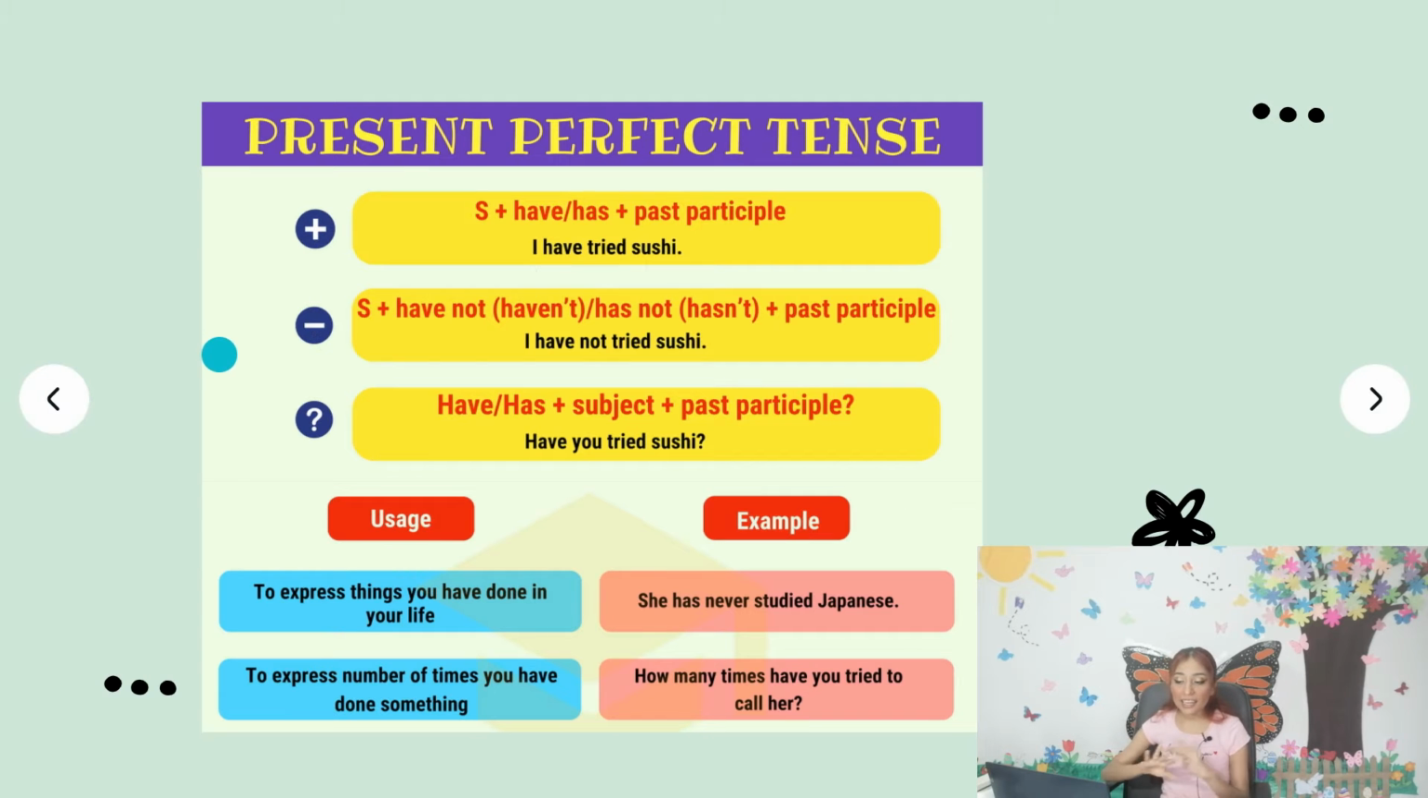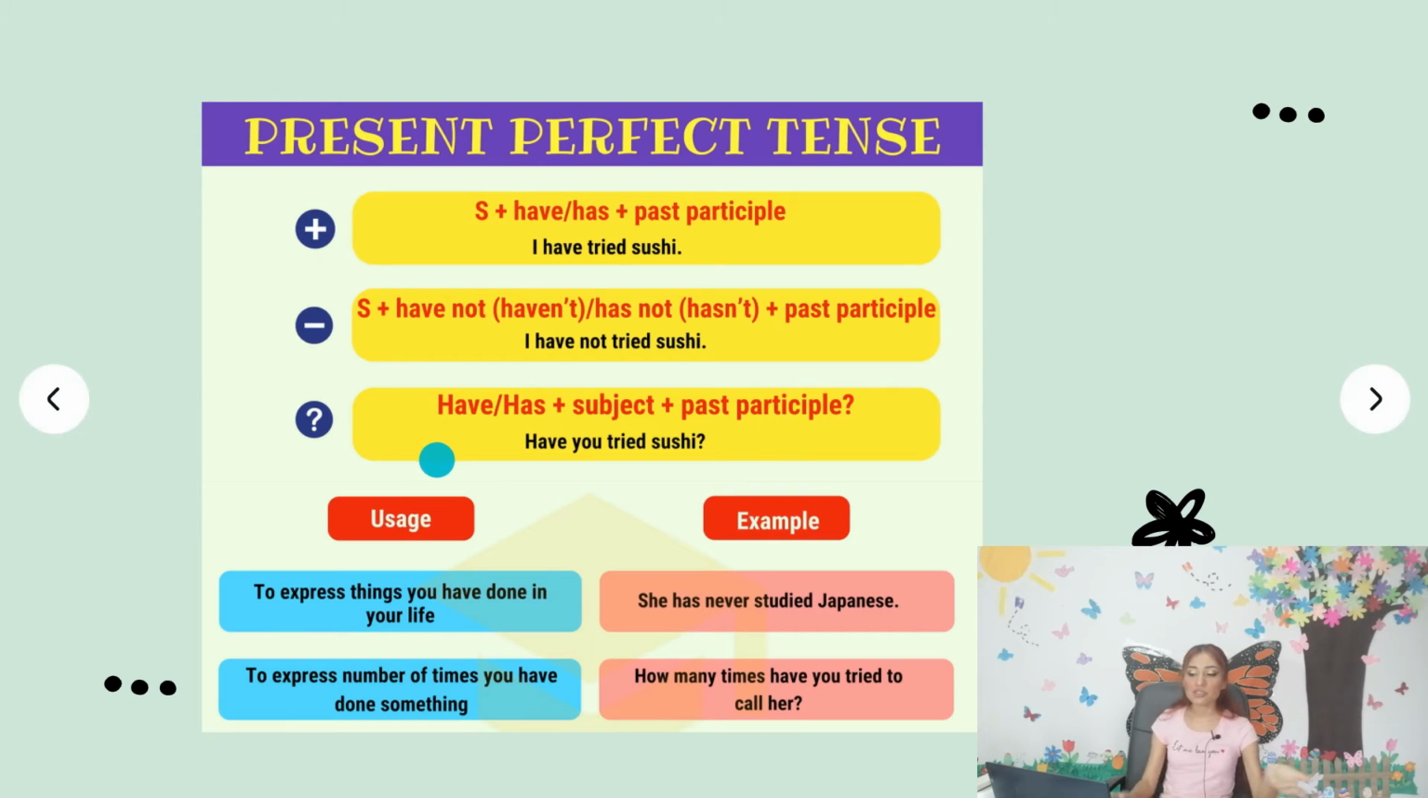Then we have a negative sentence. Subject plus have not or haven't. It can be these two, it's the negation. Have not or haven't, it's the same. Or if it's a third person, you would need to say has not or hasn't, and the last thing, the past participle, okay? It's the same as in the affirmative sentence, you simply have to add not, okay? I have not tried sushi, or she has not or she hasn't tried sushi, okay?